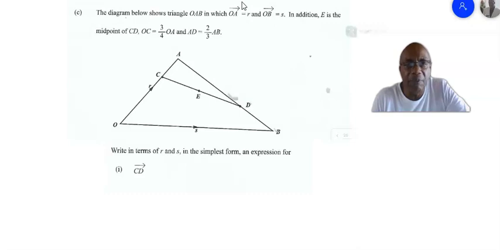You must remember that a vector shows both magnitude and direction. So the magnitude is the length of the line OA, and the direction is also important, so it is shown by the arrow. So we have vector OA. The whole vector OA is R, and then the whole vector OB is S.